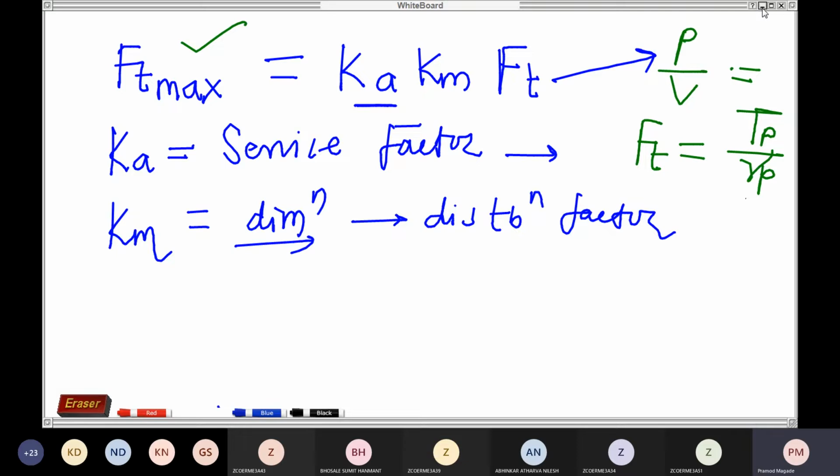Tangential force acting on a gear tooth profile can be calculated by using Ft, which is equal to P by V. Correct.